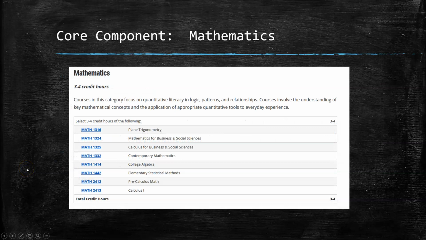Another of the core component areas, mathematics, and you need 3 to 4 credits in math. You can pick from the list that you see, but you do need to keep in mind that you can pick which course, but sometimes your specific degree plan makes a recommendation of one class over another, or your transfer institution does. So this gives you an overview, but then your decision actually may involve some other factors, looking at your specific degree plan for your program or a transfer institution.